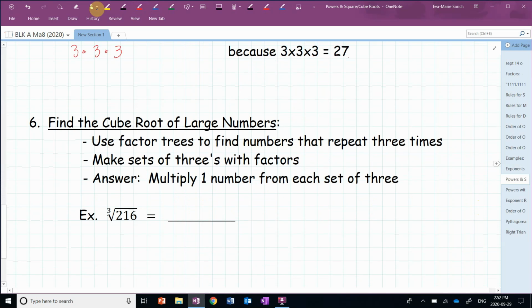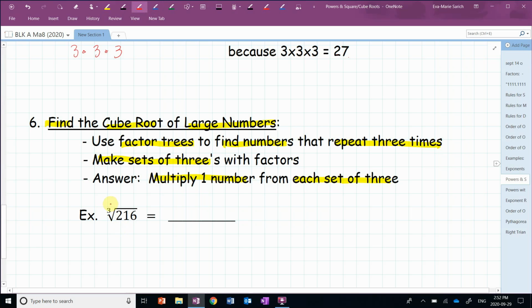So our next is to then be able to find the cube root of a large number. We're going to do it in exactly the same way as finding the square roots of large numbers, except we're looking for things that repeat 3 times. So again, we're going to use factor trees, and we're going to find numbers that repeat 3 times. We're going to make sets of 3s with those factors, and then we're going to multiply one number from each set of 3. So let's look at this first example.